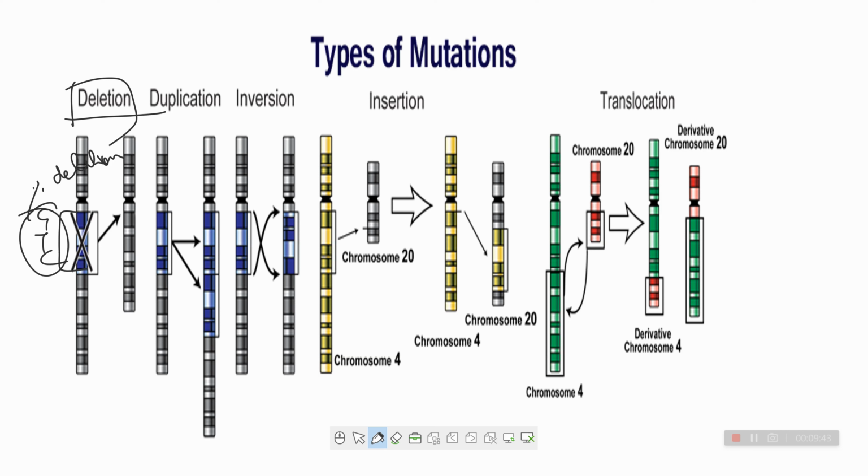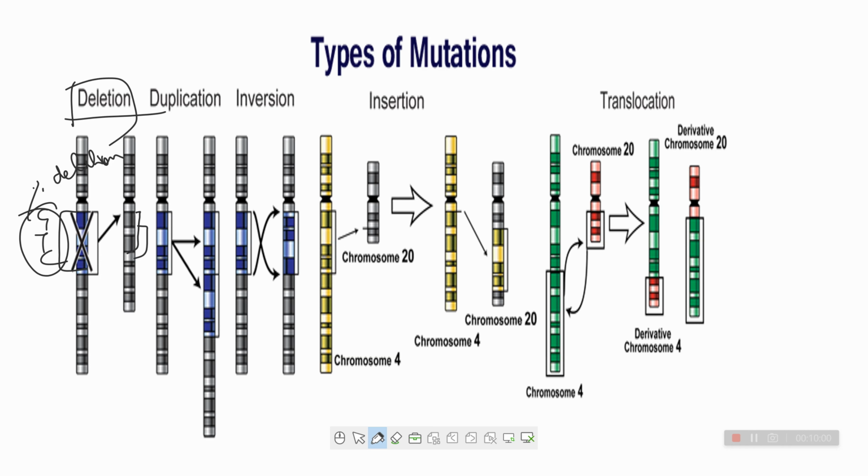Duplication means here this is the gene, and after replication this gene will be duplicated. How does this duplication take place? With the process of crossing over.